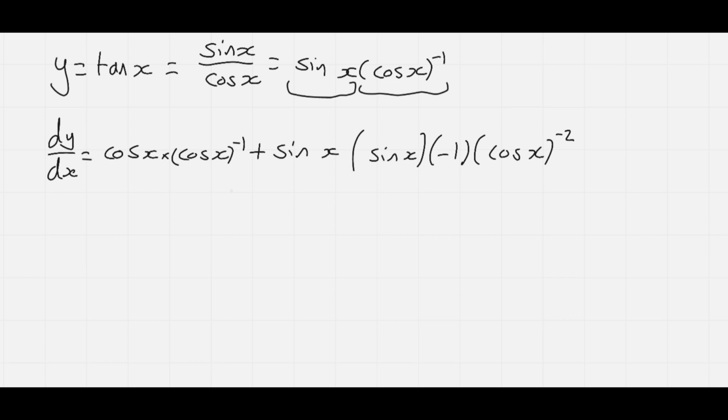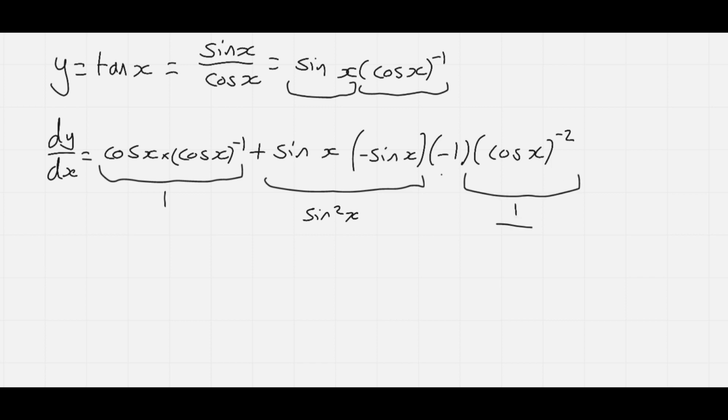Now, that's the first line done. We now need to simplify. This becomes 1. This becomes sine squared x. I also forgot to mention, this is going to be negative sine x. But you can see this -1 is going to cancel with this negative. So it's going to be positive sine squared x. We're also here, this is the same as 1 over cosine squared x.